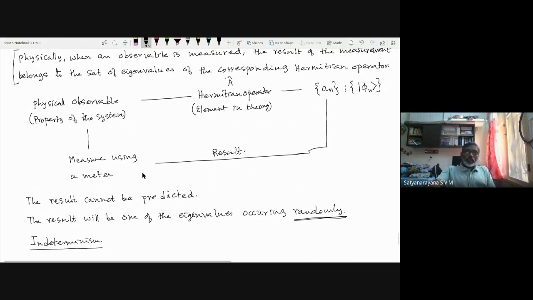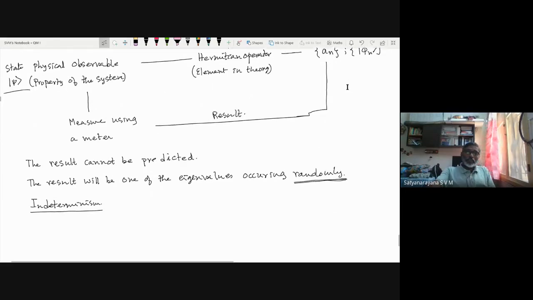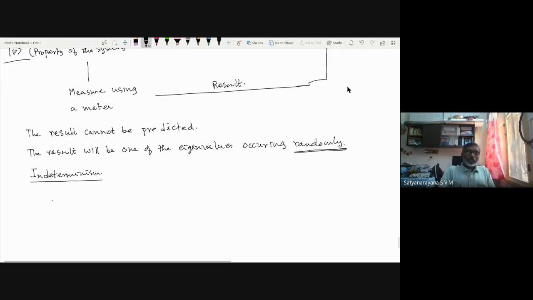Now, what we know in quantum mechanics is that the state of the system, let's say, is psi. When you are measuring this physical observable, the system is in state psi. As we know that the eigenstates of A form a basis, we can express psi as the sum over n of Cn phi n, where Cn is the component of psi along phi n, which is essentially the inner product of phi n with psi.